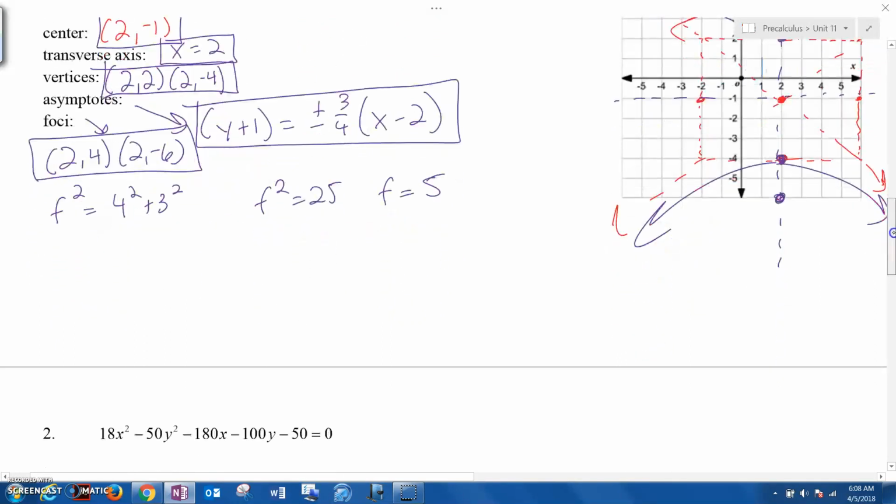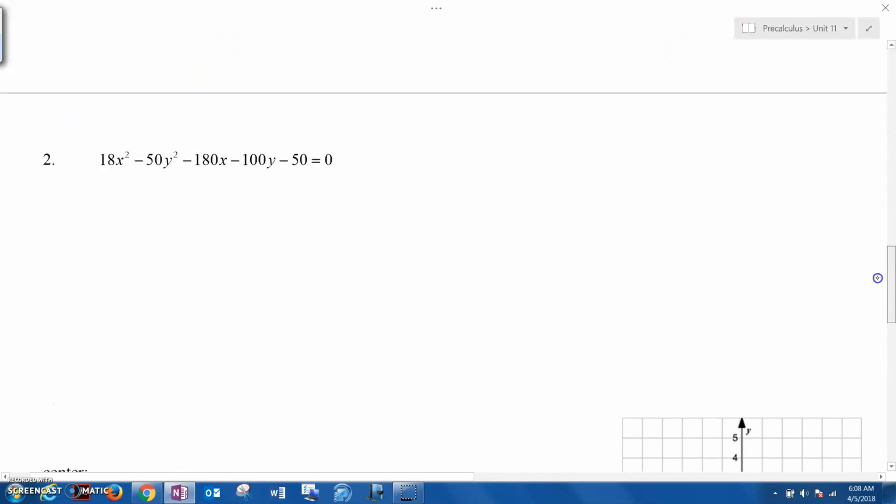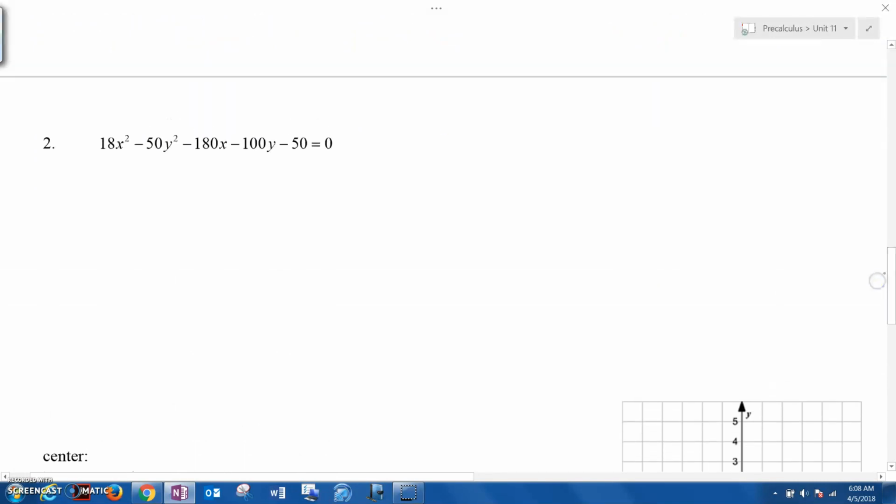Alright, we got one more. Oh, it's our favorite thing, completing the square. Okay, I left some room to do this. Now you have to be careful. We talked about this before. When you factor out, actually let me group these first.